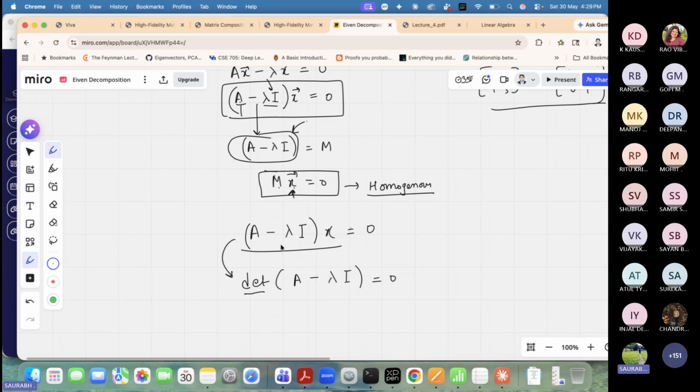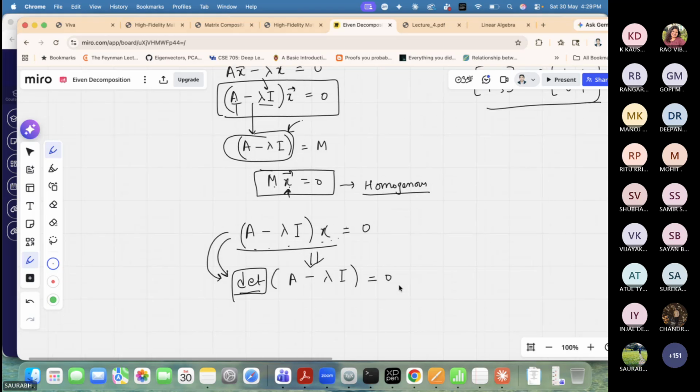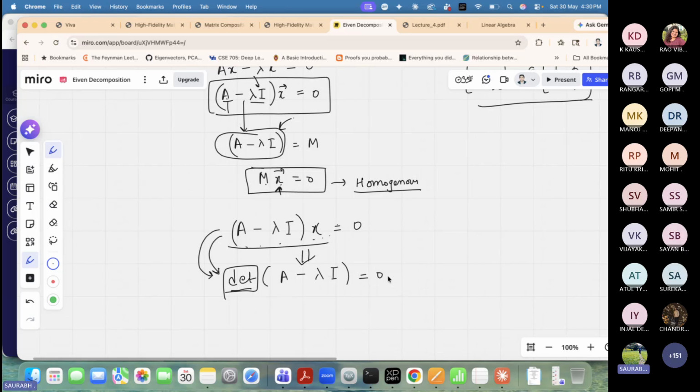Now tell me, because of all the intuition that you have had since lecture 1, where in the world does the determinant come from in this second statement that I have written? Why am I writing that (A minus lambda I) into x is equivalent to determinant of A minus lambda I is equal to 0? Why would I write it like this?